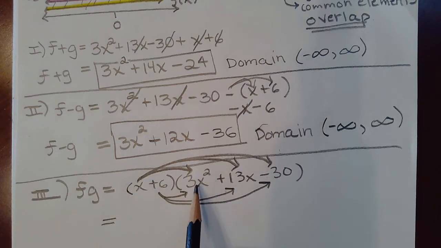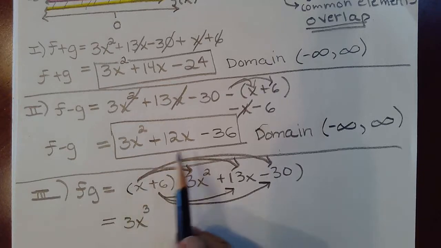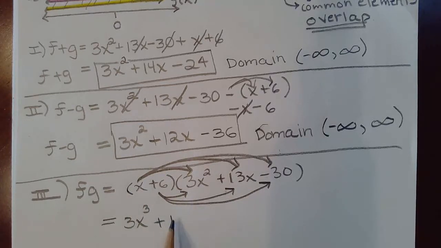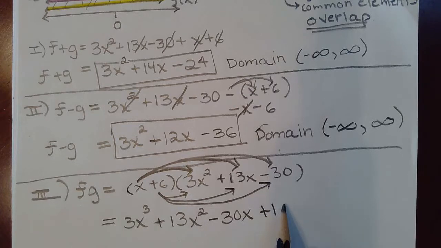We have x times 3x squared. Remember that when multiplying, you add the powers. So this would be 3x cubed. Then it's x times 13x. That's going to be 13x squared. Then x times negative 30. That's going to be negative 30x. Then following the upside down arrows on the bottom, 6 times 3 is going to be 18x squared.